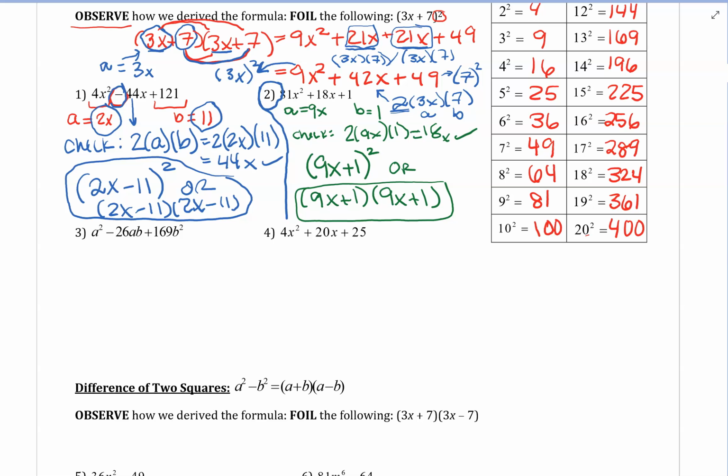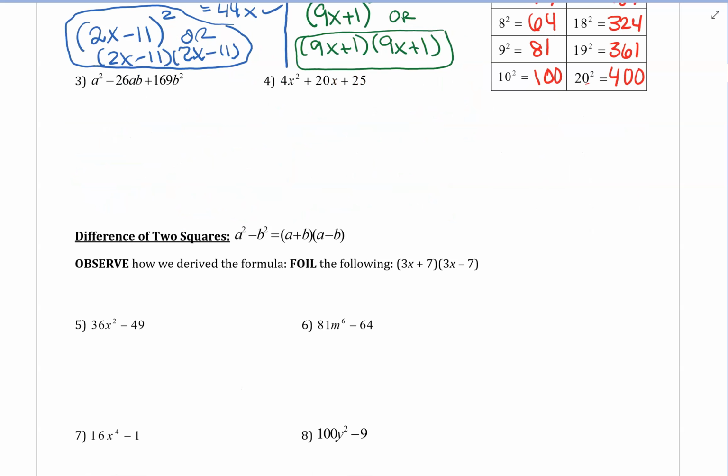Okay, so for number 2, the answer turns out to be 9x plus 1 quantity squared. Or you can write each binomial out separately. And that's because 81 is a perfect square of 9. 1 is a perfect square of itself, 1 times 1. And 18 is what you get if you do 2 times 9x times 1, which means this particular trinomial is special. And when you do factor it, even if you were to factor it out the long way that you learned in our last video, it would still come out to this answer. So being able to recognize that it's a perfect square trinomial can save you time and energy.